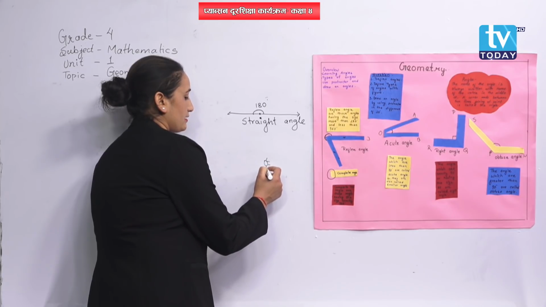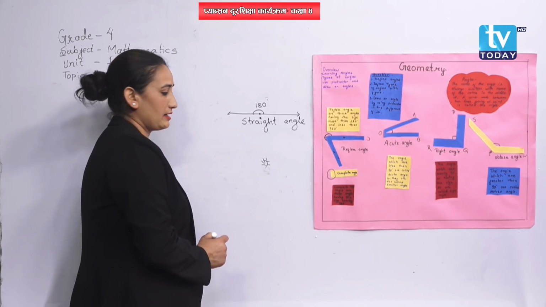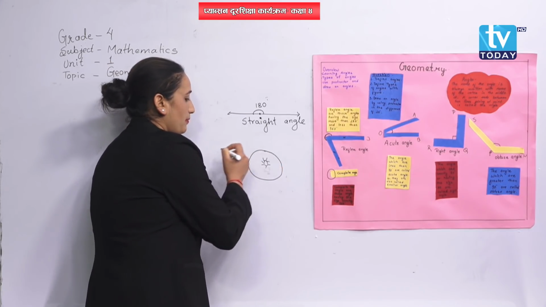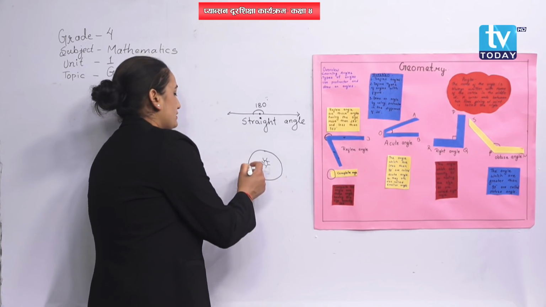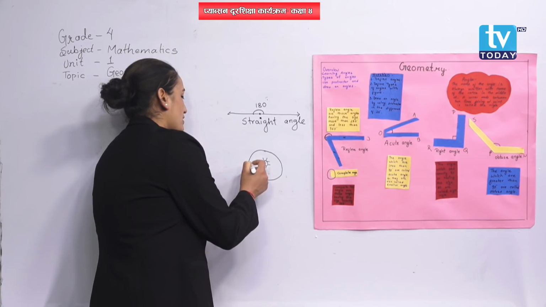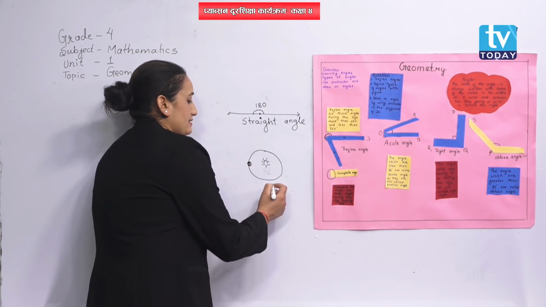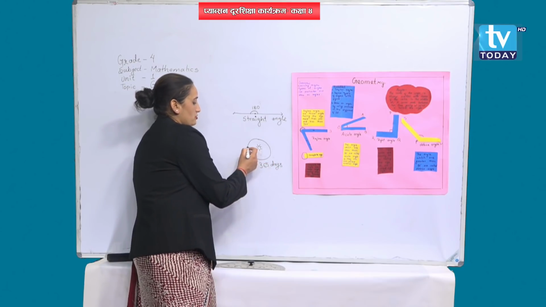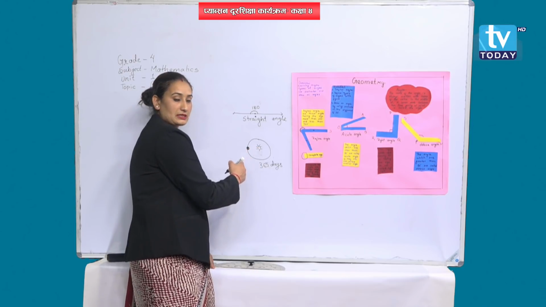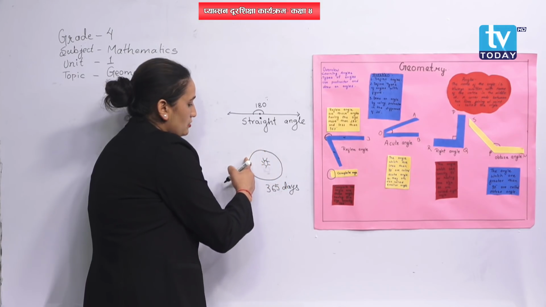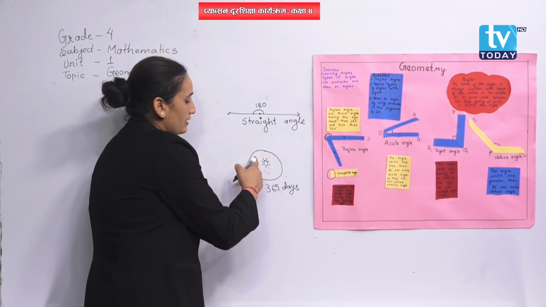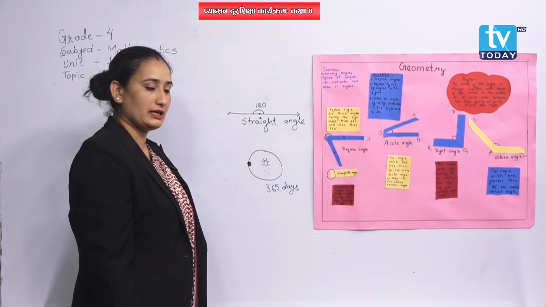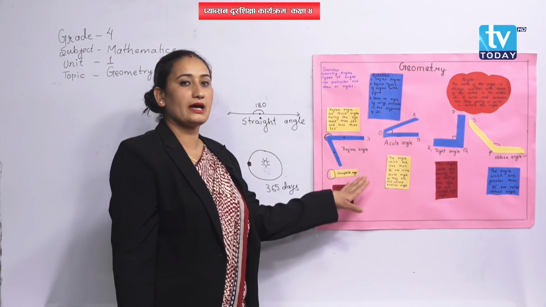This is the sun. Have you noticed what this is? This is the sun, and how many days does the earth take to revolve around the sun? How many days will it take for the earth to complete one revolution? It takes 365 days to come and stay in the same place. This complete turn, one complete rotation, is known as a complete angle. What do we call it? It's called a complete angle.